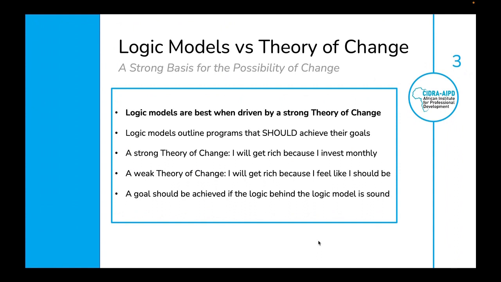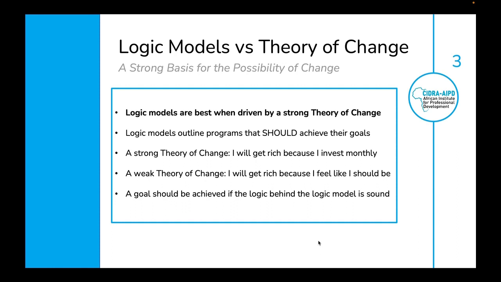A strong basis for the possibility of change. Logic models are best when driven by a strong theory of change, as we discussed before. Logic models outline programs that should achieve their goals. If there is a strong logical basis that some actions will drive some change, and then those actions are taken, that change should be achieved.